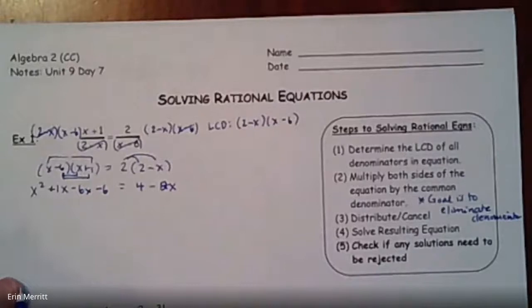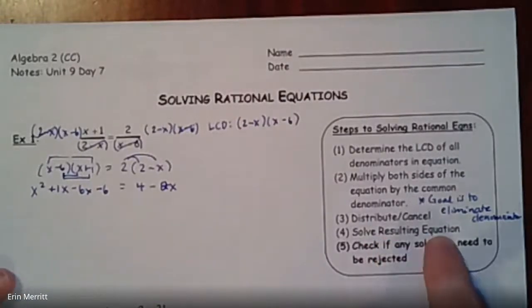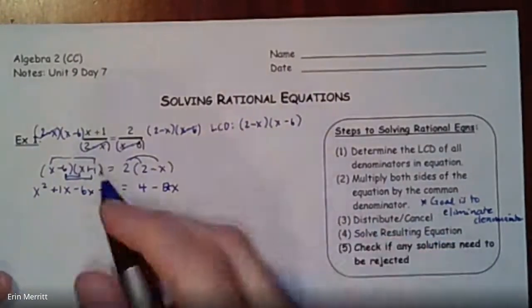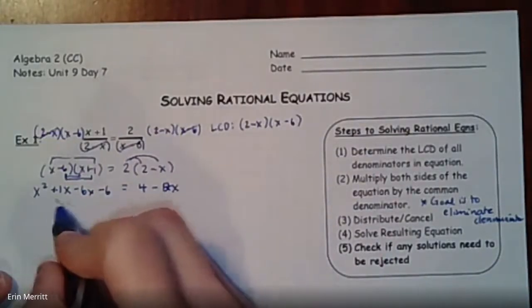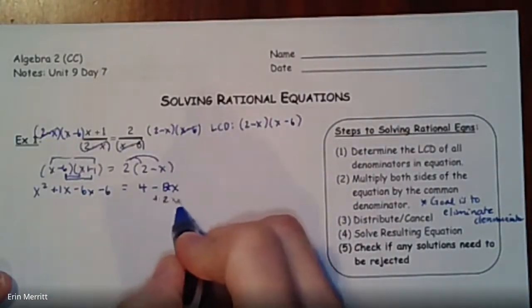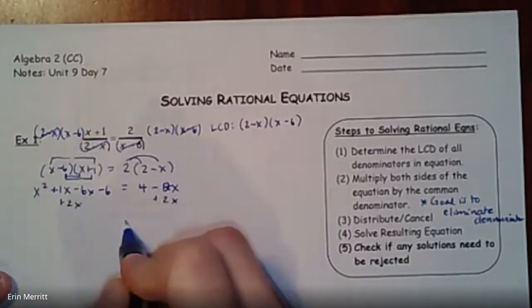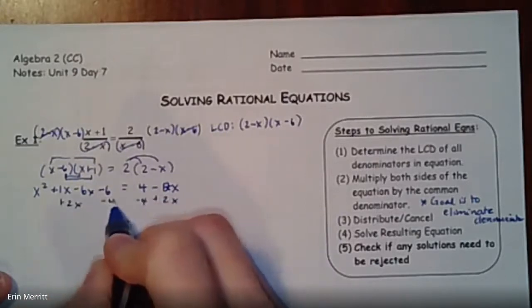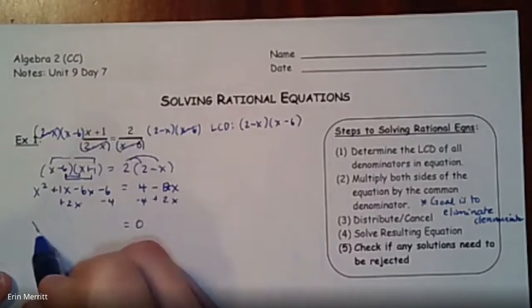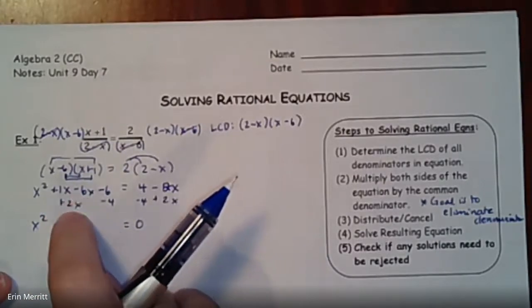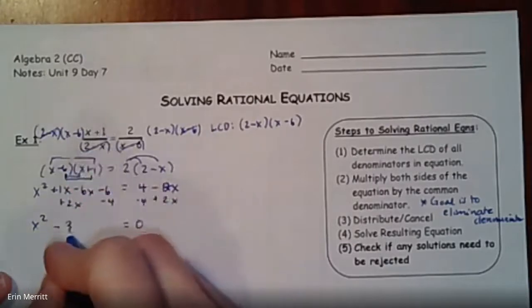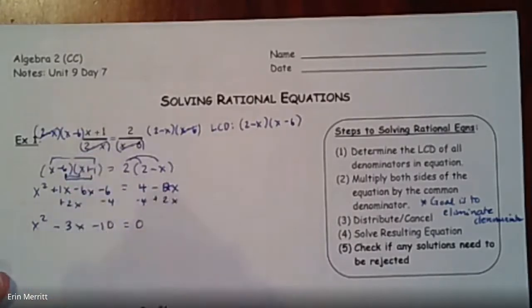To finish this up, when it says solve the resulting equation, well, we've got a quadratic equation. So let's get it all equal to 0 so that we can factor and be done. So I'm going to add this 2x on over and subtract the 4 over. So I'm kind of multitasking here. So we get x squared. Let's see, plus 1 and minus 6 is minus 5. Plus 2 would be minus 3x, and then minus 10.